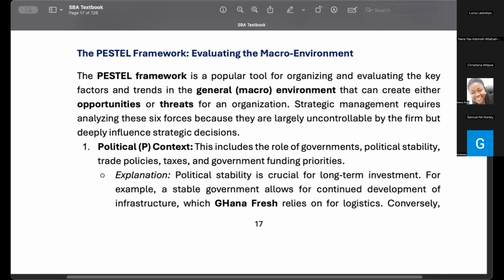The first one being political includes the role of governments, political stability, trade policies, taxes, and government funding priorities. So technically, a political party or a government can put in certain laws or a particular development agenda that can have an effect on the opportunities for businesses to operate in the country. Look at this whole Make America Great Again that Trump is pushing. It has led to changing of tariffs, which tend to position America in a particular way. Hence, it even affects immigration issues.